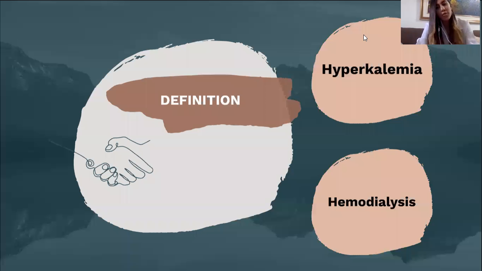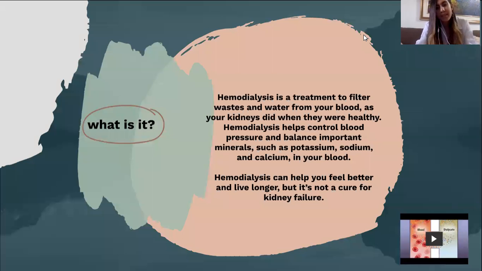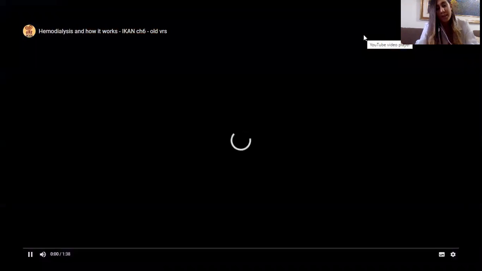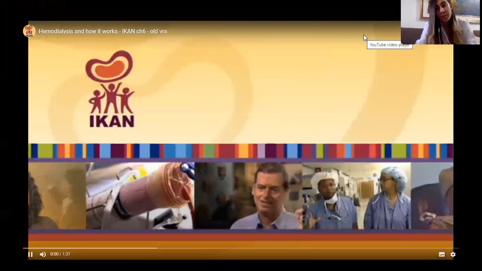And what is hemodialysis? Hemodialysis is a treatment to filter wastes and water from your blood, as your kidneys did when they were healthy. Hemodialysis helps control blood pressure and balance important minerals, such as potassium, sodium, and calcium in your blood. Hemodialysis can help you feel better and live longer, but it's not a cure for kidney failure. And here is a video of what is hemodialysis and how it works.